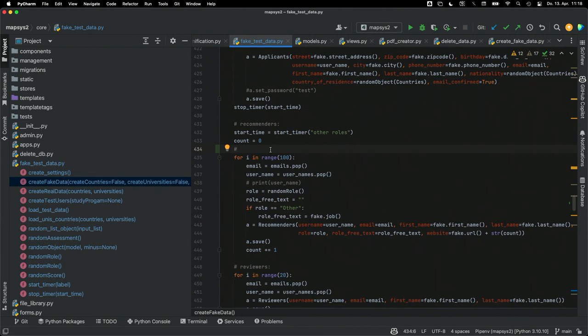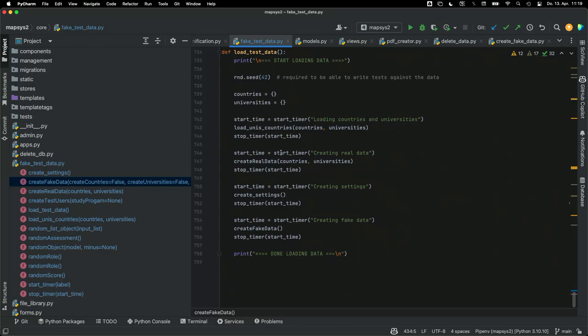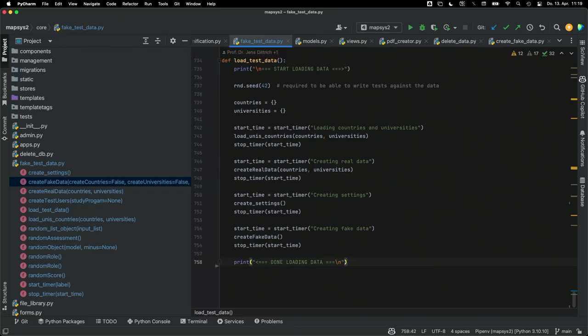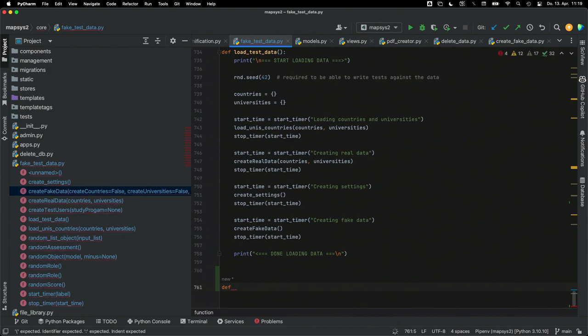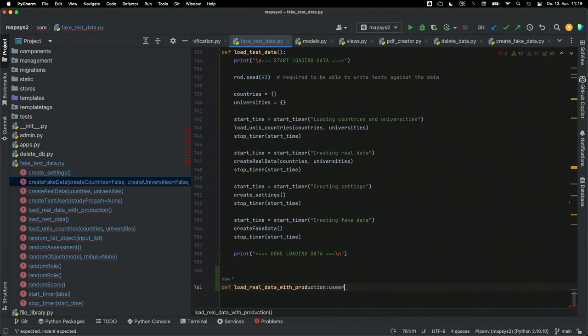Try to write documentation, get an explanation. And the other interesting use case you will be seeing is, if you write something like, in this language I'm using, Python, if you've never seen that, it has a certain syntax where a function is defined by saying def, that's the definition of a function. And then you give the function a very long name. Load real data with production users.